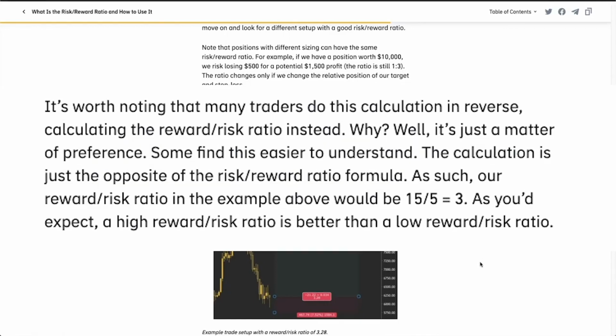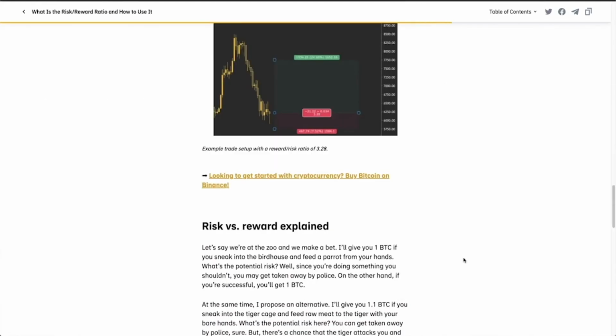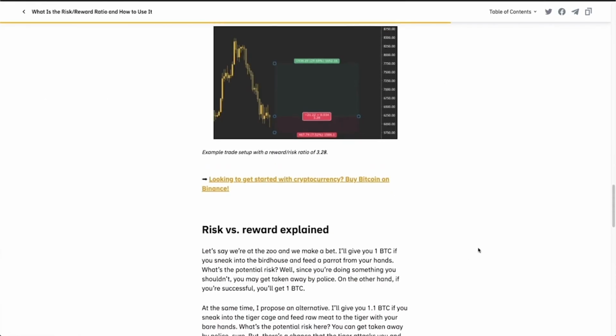So as such, our reward risk ratio in the example we just talked about would be 15 divided by 5, or 3. Now, as you'd expect, a high reward risk ratio is better than a low reward risk ratio. Looking at this example here, you can see the reward risk ratio is 3.28, and this comes as the default setting and standard in TradingView when you use the long or short position tool.